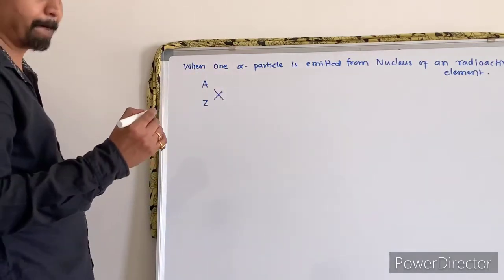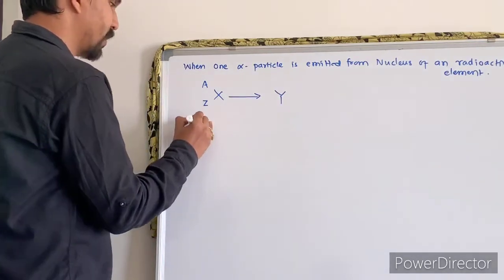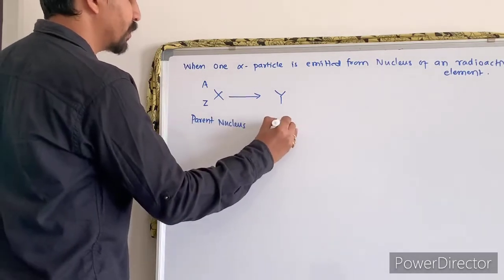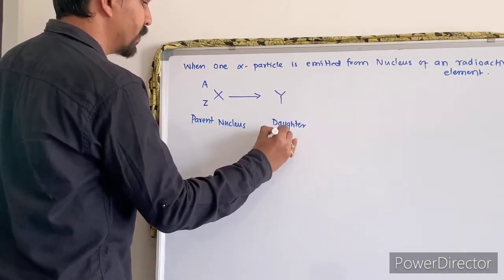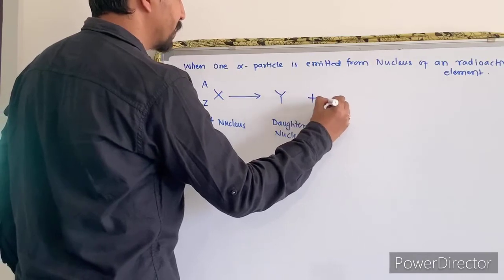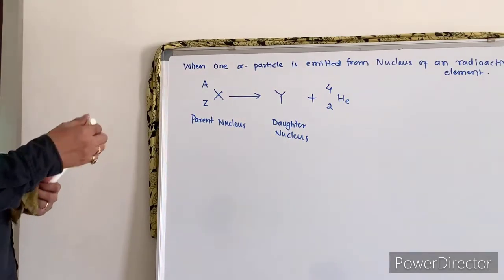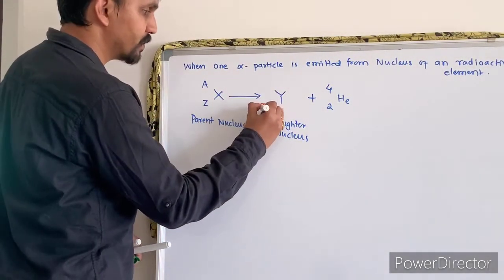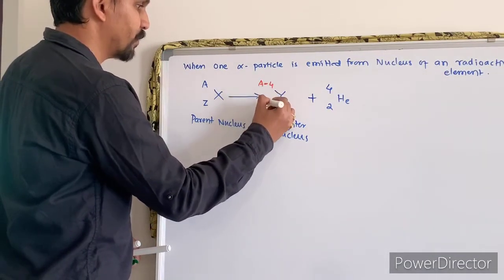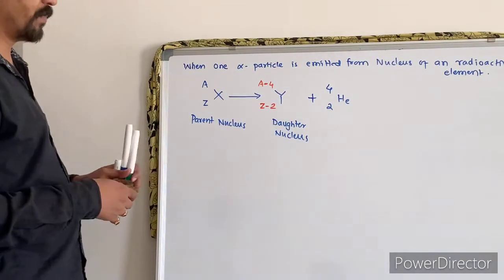number is A. It will emit alpha. So I will get a new element Y. This is called the parent nucleus. This is called the daughter nucleus, right? Plus this is alpha. Alpha is nothing but your 2He4. So the new element formed will have atomic number Z minus 2 and mass number A minus 4.